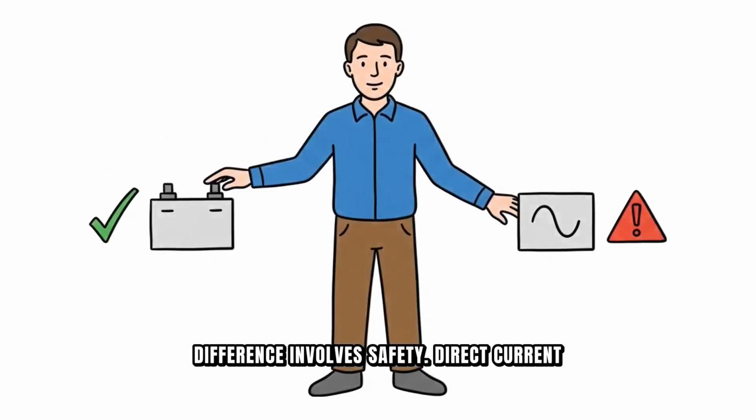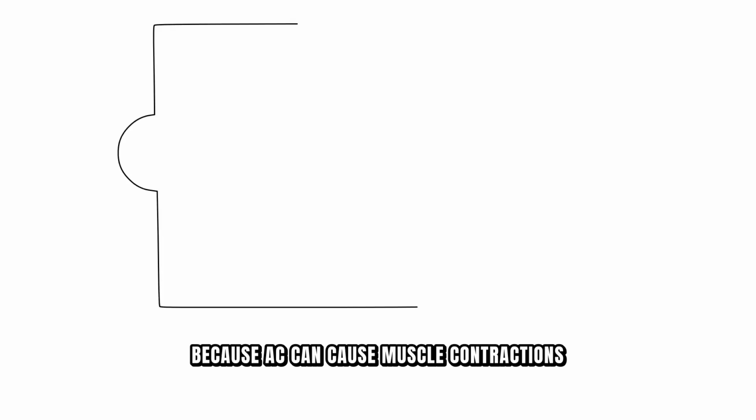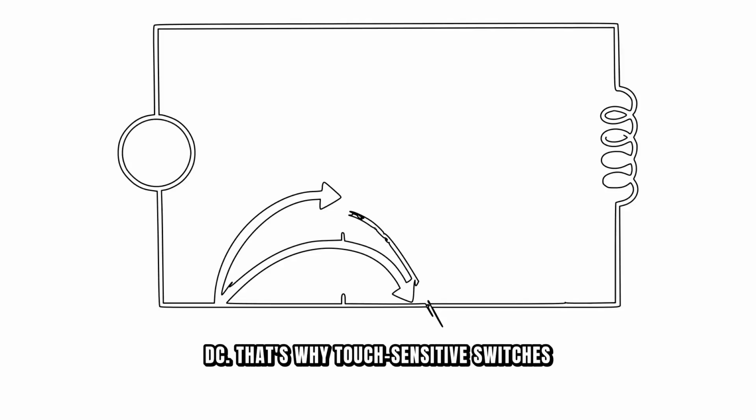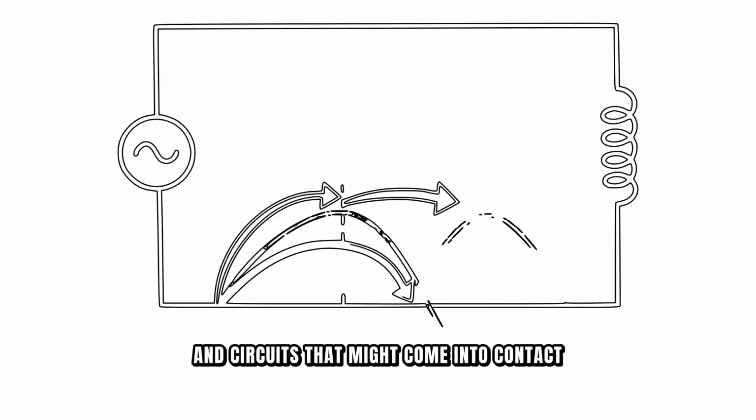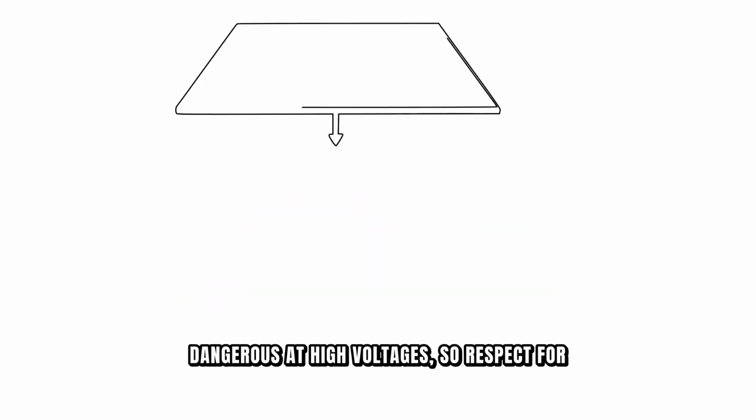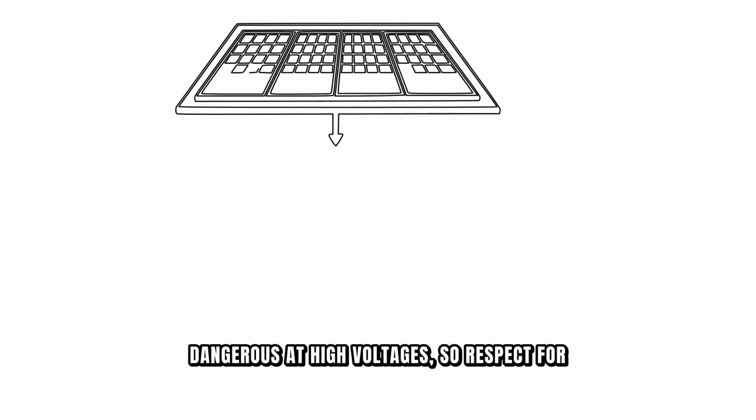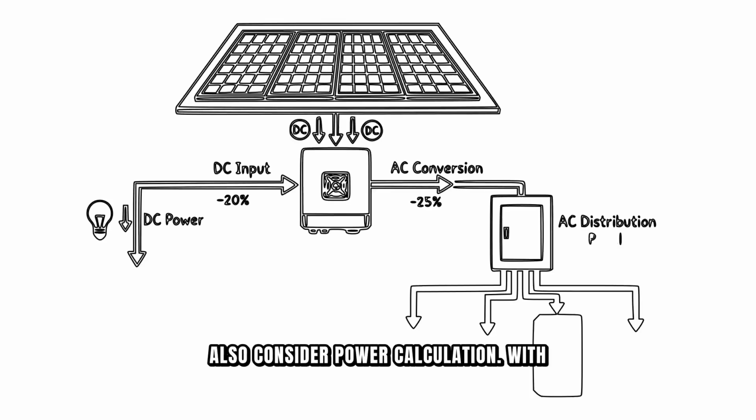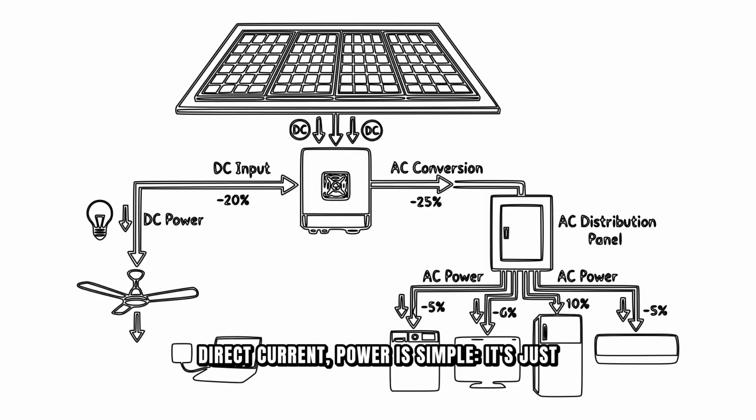One more important difference involves safety. Direct current at low voltages is generally safer than alternating current at the same voltage. This is because AC can cause muscle contractions and fibrillation at lower currents than DC. That's why touch-sensitive switches and circuits that might come into contact with your body are typically DC-based. However, it's important to note that both AC and DC can be extremely dangerous at high voltages, so respect for electricity is always warranted. Let's also consider power calculation.